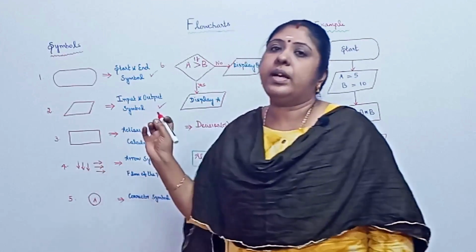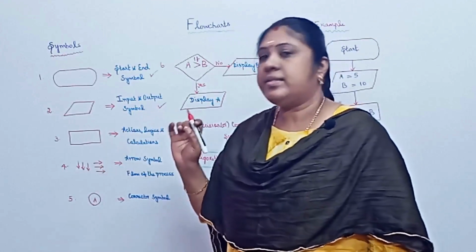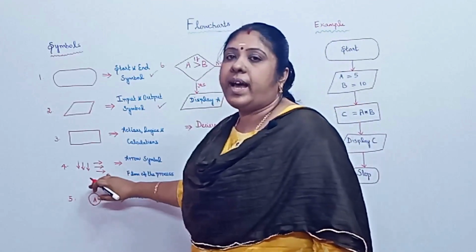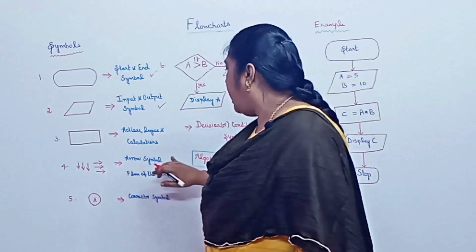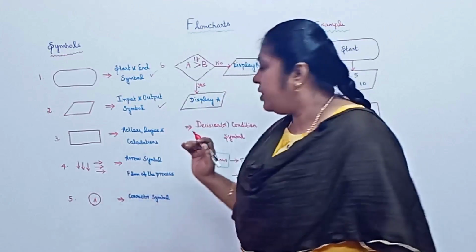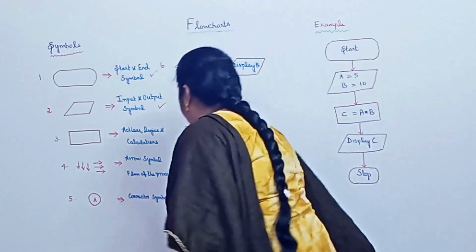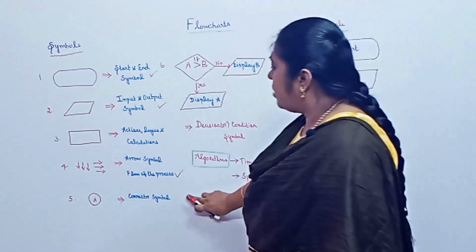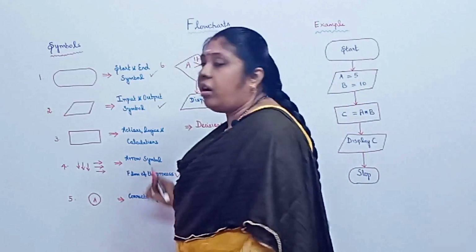It can represent the directions also. That is, in a decision box, the directions may change. So, two different directions have been given. This has been named as the arrow symbol, which just represents the flow of the process.